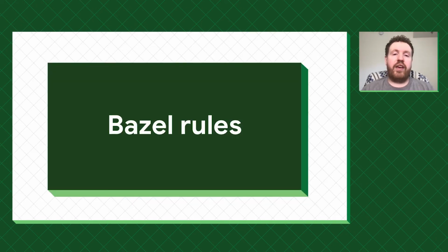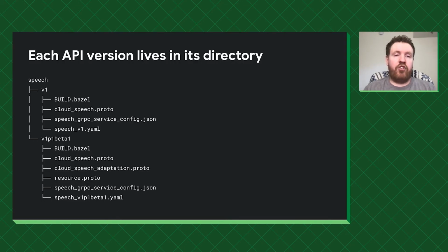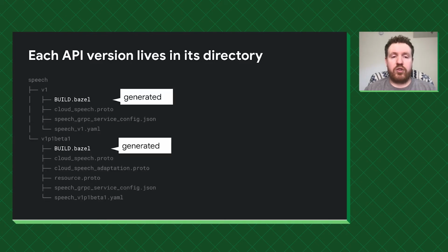Now let's take a look at the actual rules that we use for building all client libraries. Each version of the proto definitions for each API lives in its own directory. So here we have two versions, v1 and v1p1beta1, of the speech to text API protos. And each version has its own build file that lists generator targets for each language. So we have a separate tool that can generate these build files for new APIs.